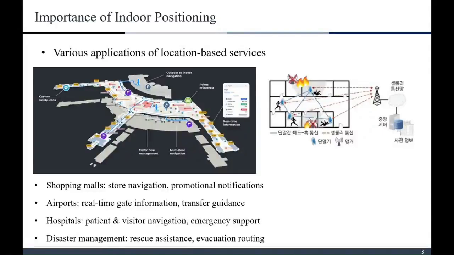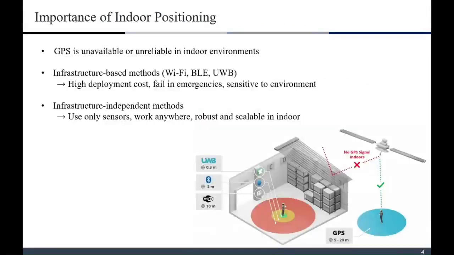Indoor positioning is required in many fields like malls, airports, hospitals, and disaster situations. As you can see, location-based services are already a part of our daily lives. Currently, the most common positioning method is GPS. Outdoors, GPS offers very high accuracy. However, indoors, GPS signals are weak or blocked, making it unreliable.